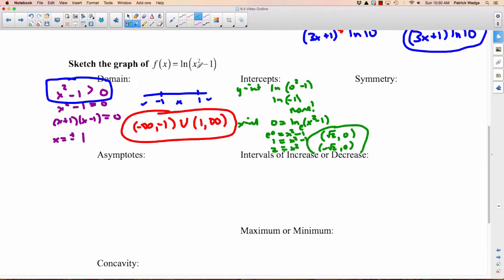Symmetry. Well, the only x we have is right here. And if you put a negative x in there, you're going to square it. It's going to become positive again. It's going to be exactly the same. So that means the symmetry is even, symmetry across the y-axis, right?